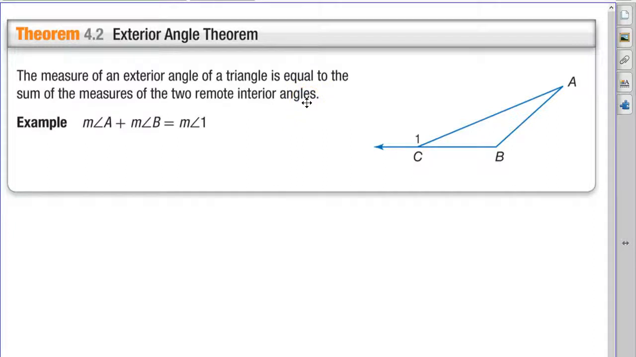That is the exterior angles theorem. It was remote interior in our old book. The exterior angle theorem: the measure of an exterior angle of a triangle is equal to the sum of the measures of the two remote interiors. So angle 1 is equal to angle A plus angle B.